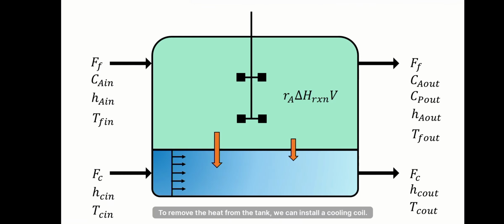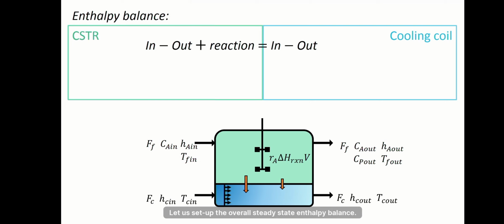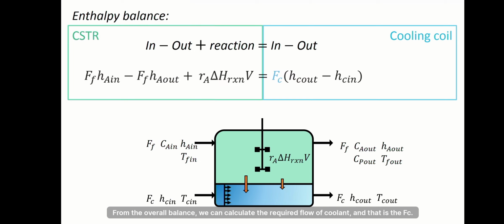To remove the heat from the tank, we can install a cooling coil. The lower blue part in this drawing represents such a cooling coil. It is typically a tube through which the coolant flows, the fluid moves as a plug flow from the inlet of the coolant to the outlet. In this way, the heat that is released in the reactor tank itself is taken up. Let us set up the overall steady-state enthalpy balance. The energy that was building up is now transferred to the coolant, and the coolant will leave the cooling coil at elevated temperature. From the overall balance, we can calculate the required flow of coolant, which is F_C.